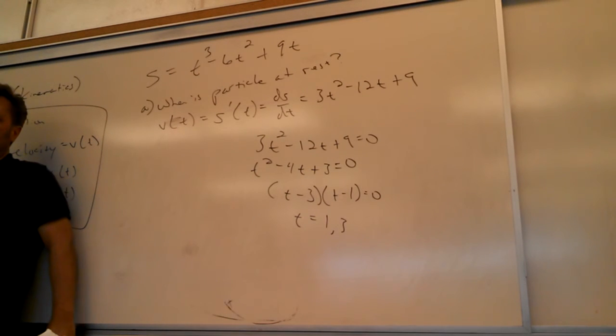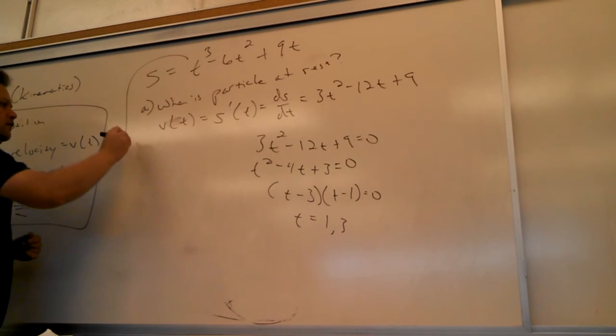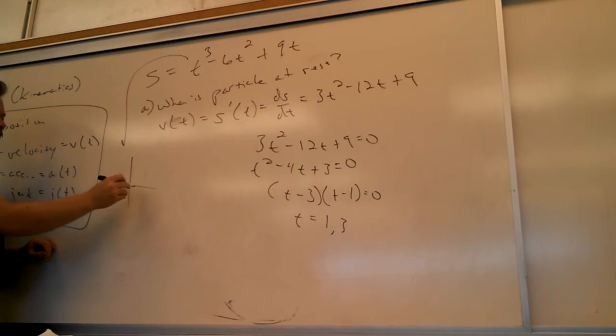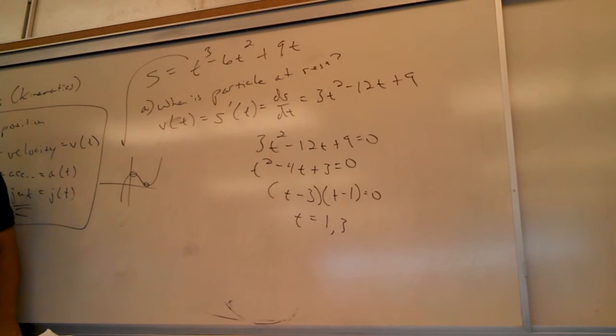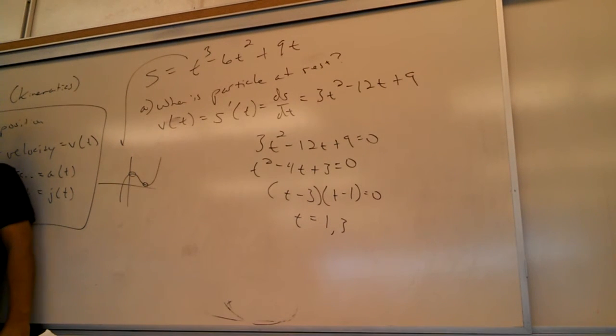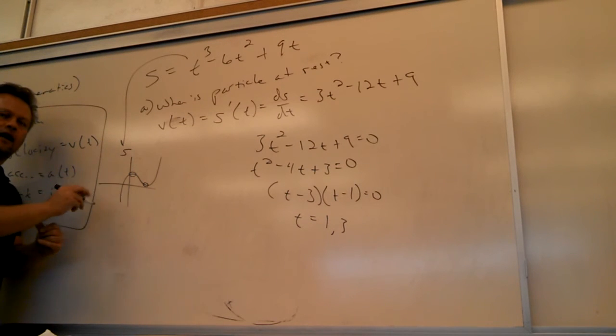It's at rest at 1 second and 3 seconds. And more than likely, if I graph this thing, it's probably going to look something like that maybe. So you can see there would be possibly 2 places for it to be at rest, right? Is that cool? Because if I graph the s, I can see the velocity.